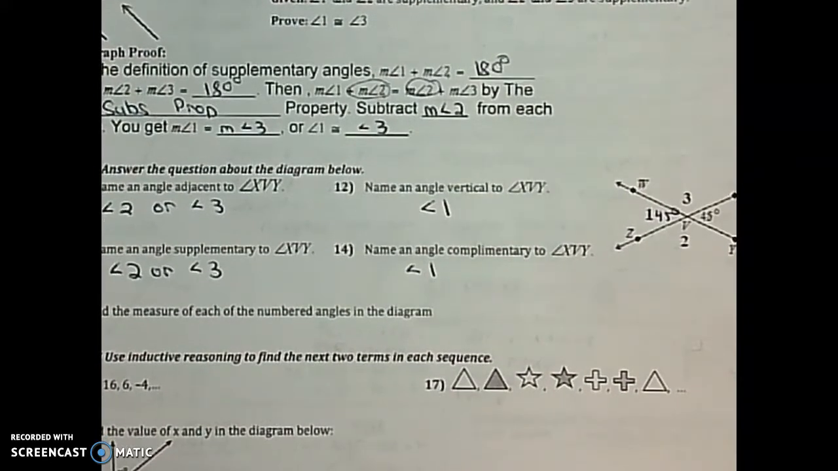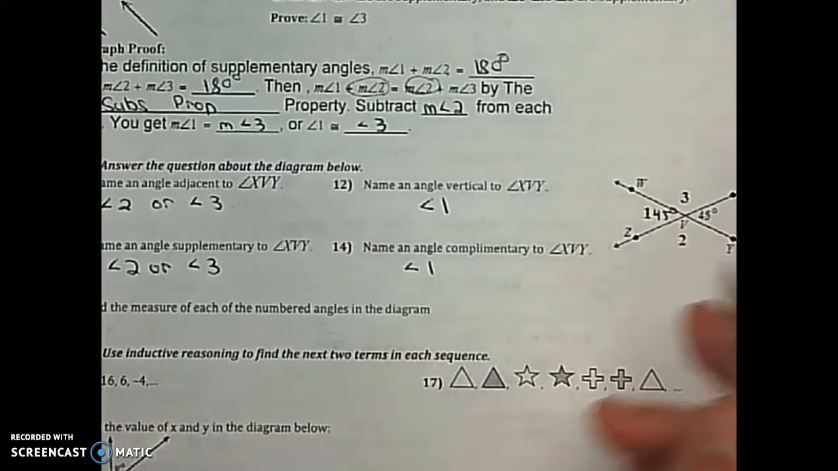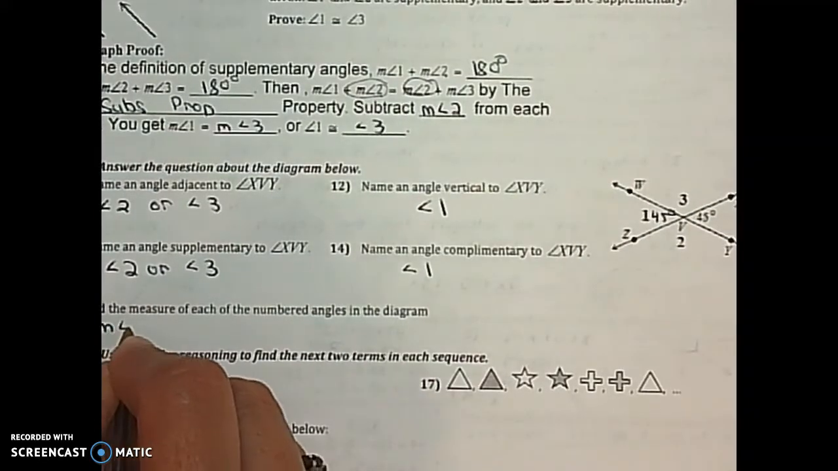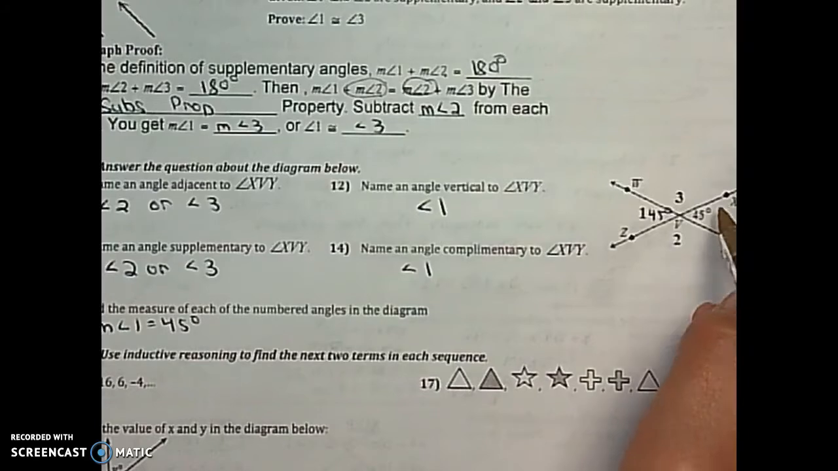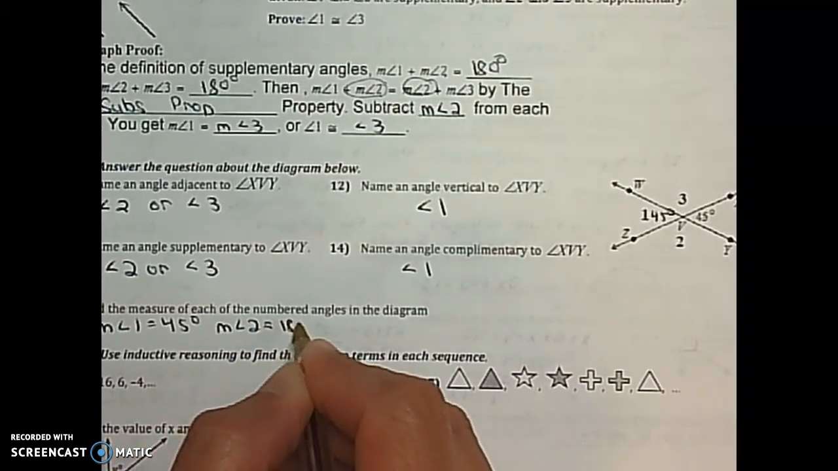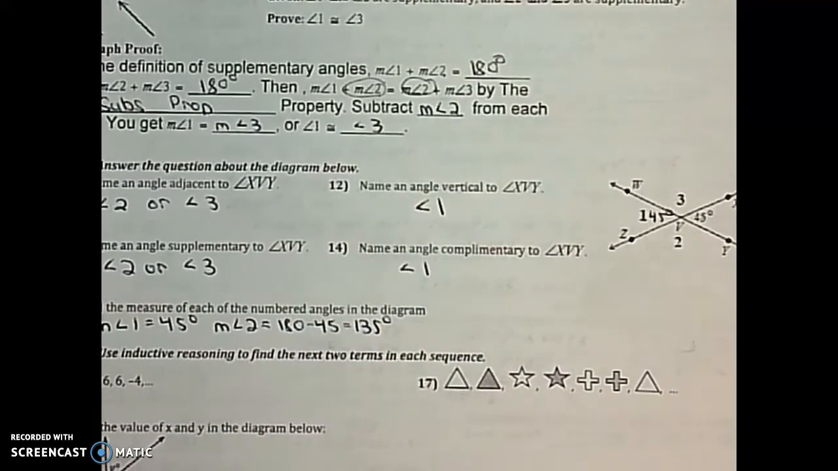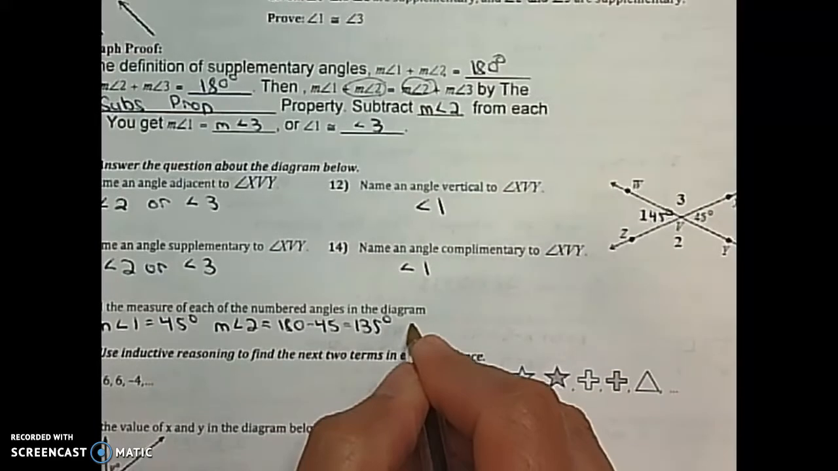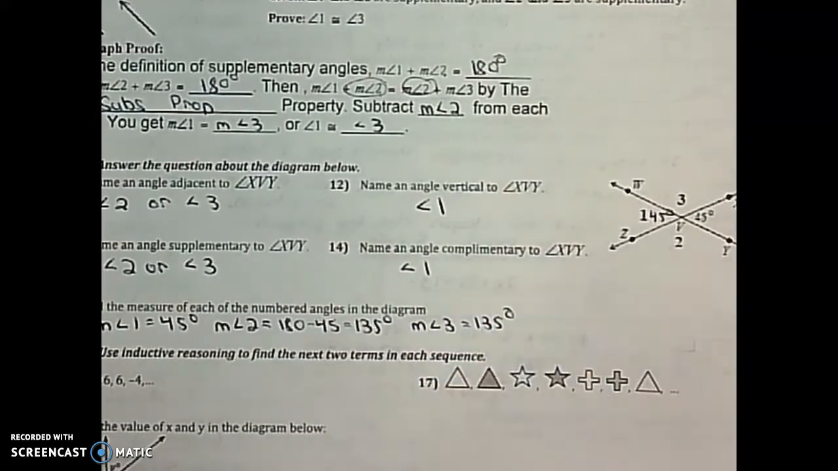And 15, they actually want us to find the measure of each angle. Well, we figured out this is 45, this is 45. So the measure of angle 1 is equal to 45 degrees. These two form a line which is 180, so that means the measure of angle 2 is 180 minus the 45, and I get 135. And then again, these two are vertical, which then means the measure of angle 3 is 135 degrees as well.